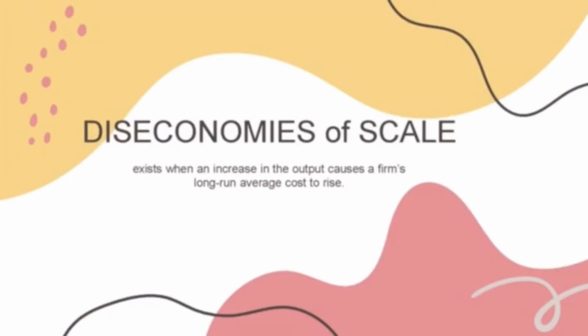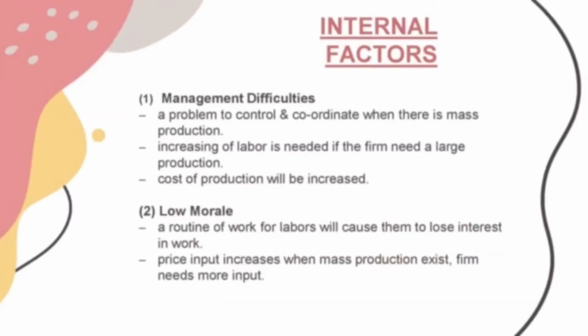These diseconomies of scale exist when an increase in the output causes a firm's long-run average cost to rise. It is under law of returns to scale in long-run production. There are 5 internal factors for these diseconomies of scale.